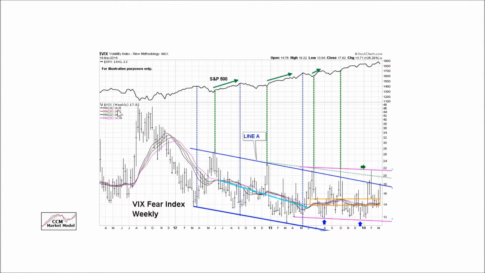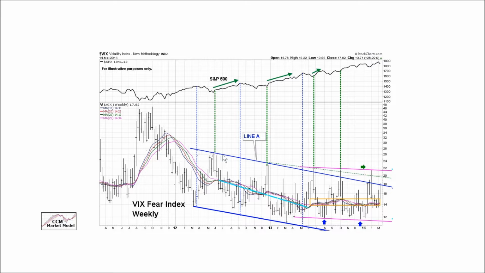This is a weekly chart of the VIX. This is the S&P 500 here, shown for illustrative purposes only. For the most part, the VIX and the S&P 500 are negatively correlated, meaning when the VIX or fear rises, the S&P 500 tends to drop.